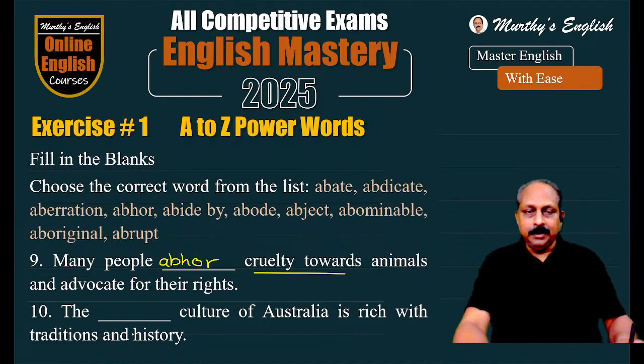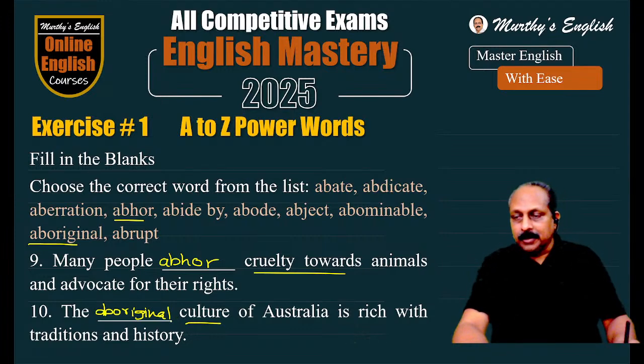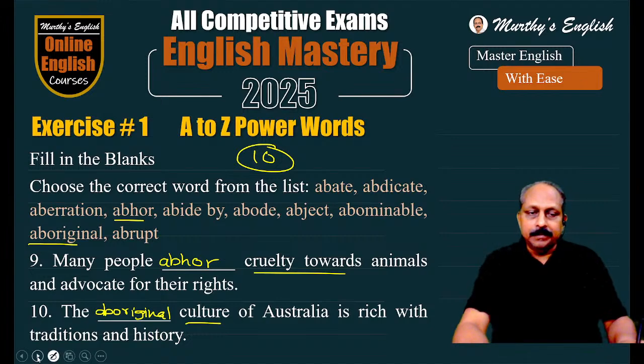Go to the last one here. The culture of Australia is rich with traditions and history. What sort of culture? You should ask the question. This is rather easy. What is it? Aboriginal. Yes. Tripura Sundari, first one to get it right. What sort of culture? Aboriginal culture. Aboriginal means what? Indigenous. Answer is aboriginal. Now answer my question. Has anyone got all the 10 correct? You should be happy.